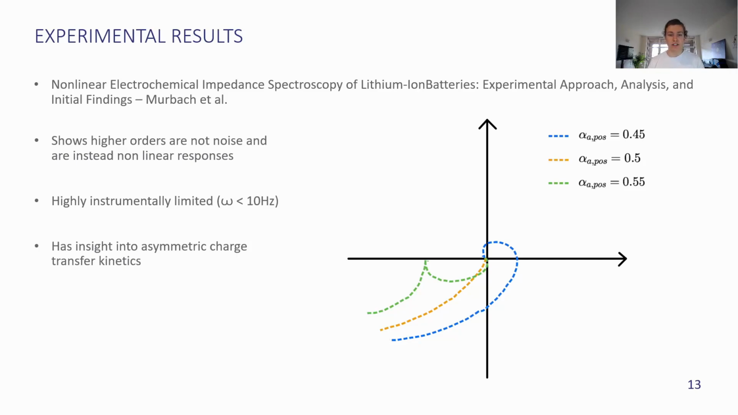But something else interesting that they showed was from their synthetic data generated by a model. They showed that by varying the positive electrode anodic transfer coefficient from 0.45 to 0.55, you see a significant change in the second harmonic as shown in the graph on the right. And this is really interesting because varying this parameter has no effect on traditional EIS. So to see it have an effect on the second order harmonic proves that there is information in there which you can't access with a traditional EIS setup.